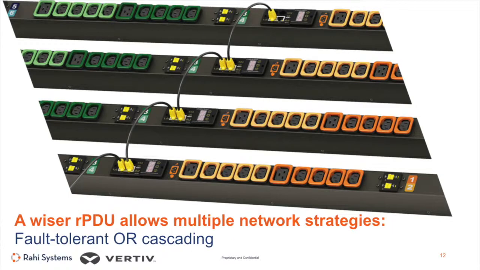One way that a PDU can be wiser in terms of its intelligence is allowing its users multiple network approaches or network strategies. So we've talked about 2 of them here, or listed 2 of them, one being fault tolerant. So a fault-tolerant network approach would say that if the third PDU in this daisy chain were to lose communication because its network interface failed, if I'm monitoring those PDUs, I wouldn't lose communication to everything downstream from it.